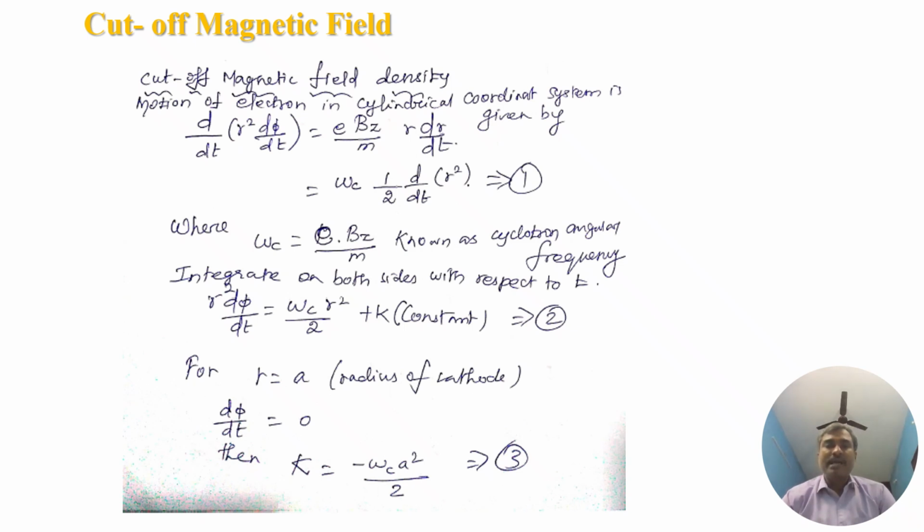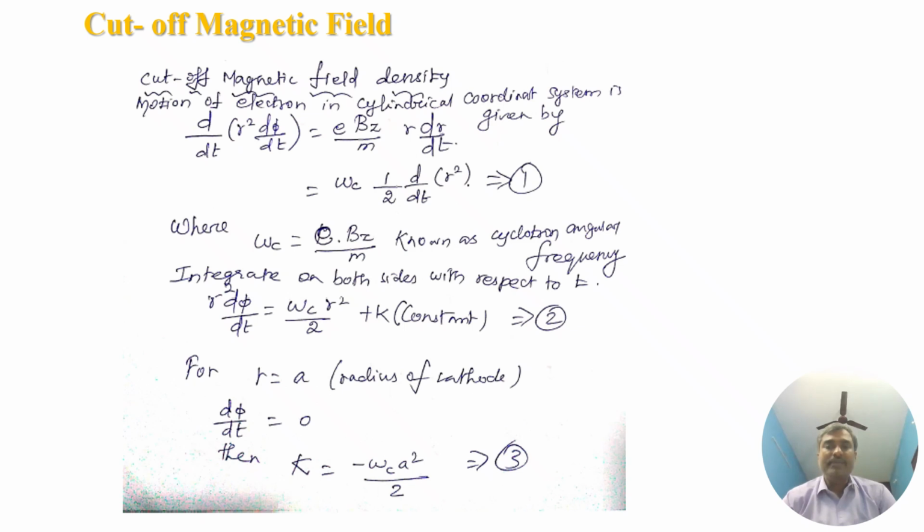Let us take b as the inner radius of the outer cylinder and a as the outer radius of the inner cylinder, and the motion of an electron in the cylindrical coordinate system is given by d/dt (r² dφ/dt) = (e Bz/m) r dr/dt, where e is the electron charge, Bz is the magnetic flux density maintained in the region between anode and cathode, m is the mass of the electron, r is the radius of the electron path, and ωc = eB/m is known as the cyclotron angular frequency.